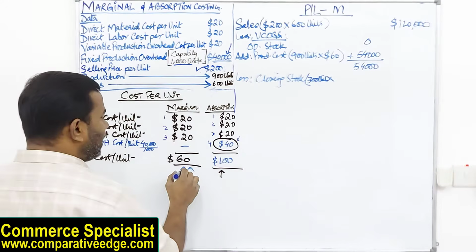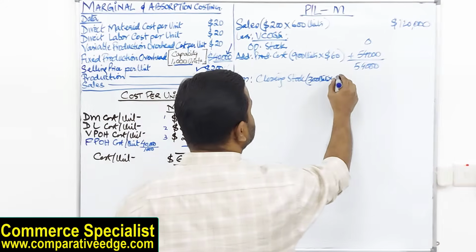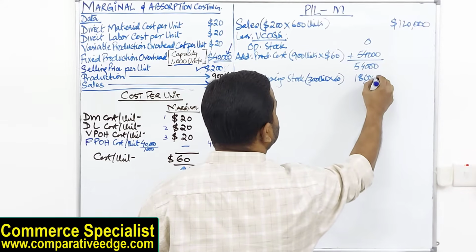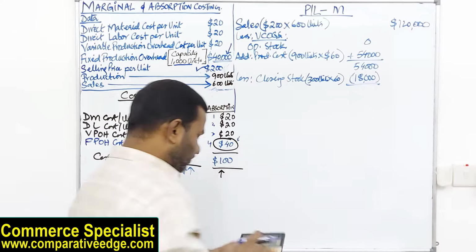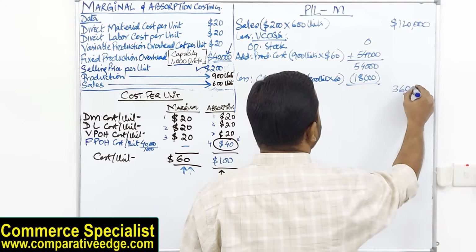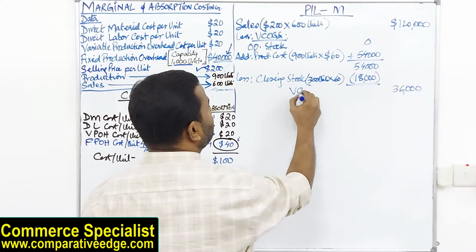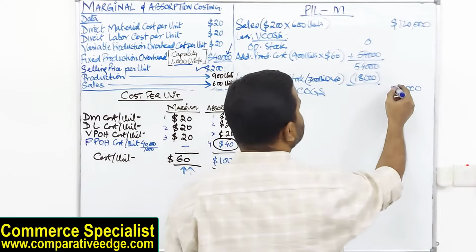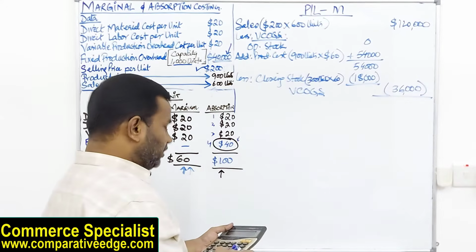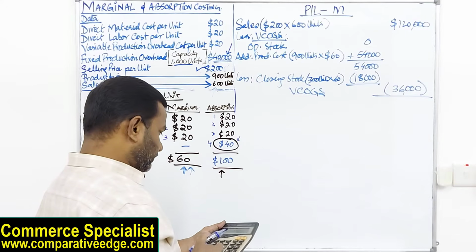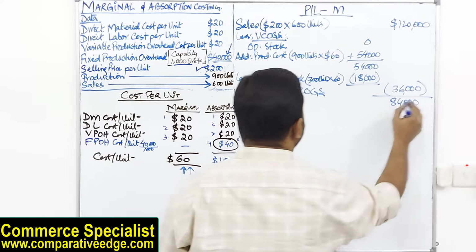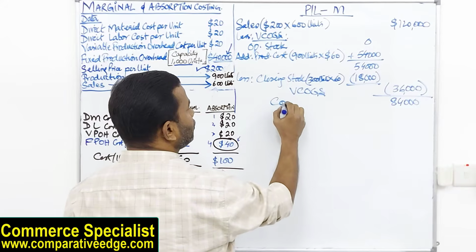And each unit cost us how much? $60. This gives me 18,000. So 54,000 minus 18,000 gives me 36,000. This is my variable cost of goods sold. This variable cost of goods sold I'm going to subtract from sales on top, which is 120,000. This gives me 84,000, which is my contribution margin.